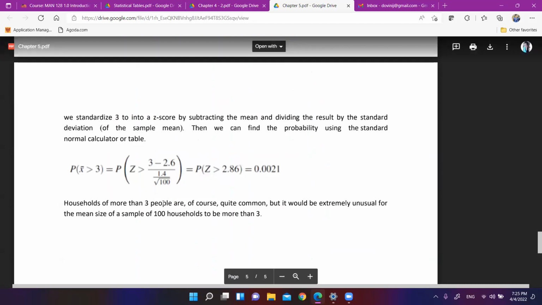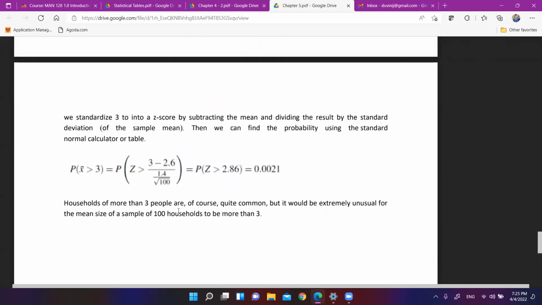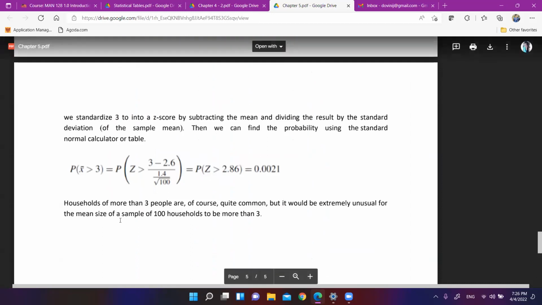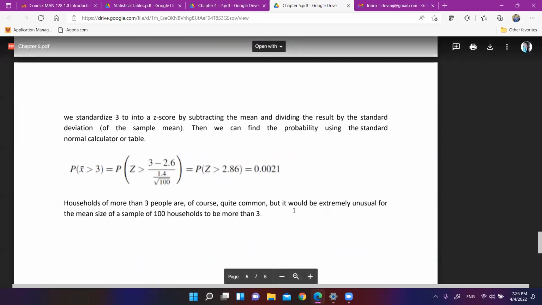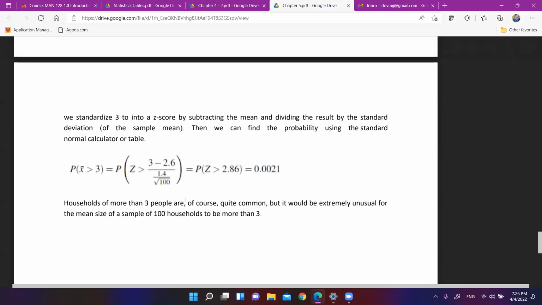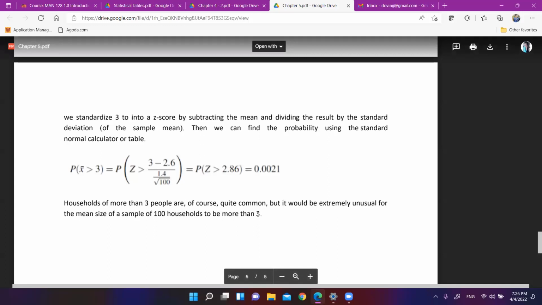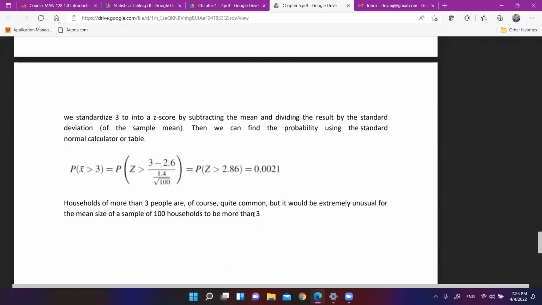Households of more than 3 people are on average, of course, quite common, but it could be extremely unusual for the mean size of a sample of 100 households to be more than 3. This one is a very low probability, because we just took 100 households and that's it.